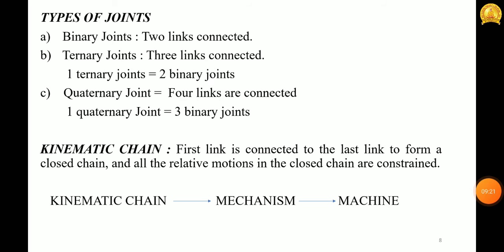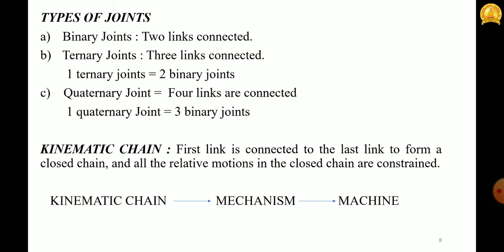Now, types of joints in a mechanism. There are mainly three types of joints in a mechanism. They are binary joints, ternary joints, and quaternary joints. If two links are joined at the same connection, it is called binary joint. If three links are joined at a connection, it is called ternary joint. It is considered equivalent to two binary joints, since fixing of any one link constitutes two binary joints.